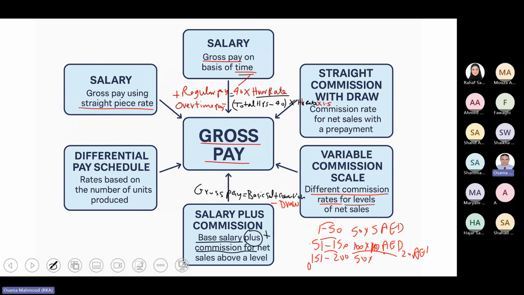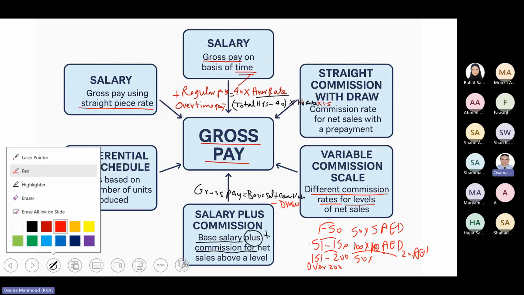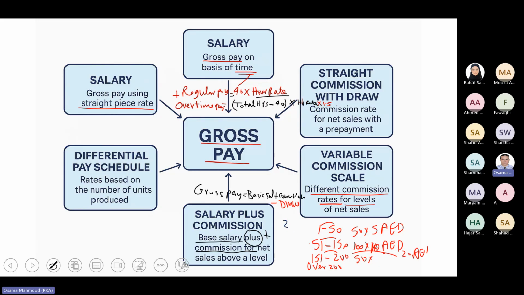If it is over 200, it depends on the total. If you sell 210 units, you reach this one. You fill this box with the 50, you fill the second box with it, because this is the size of the box, right? From here to here is 100. So from here to here, you have 50.